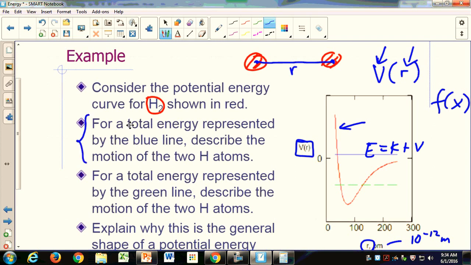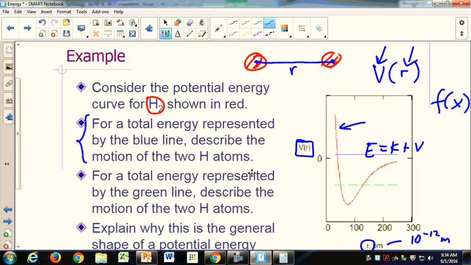This diagram right here is a very convenient way of summarizing how the two atoms would interact. How would they move relative to each other? So let's see what happens here. Your total energy is the blue line, and the red curve is potential energy. This potential energy curve summarizes how the two atoms would interact.